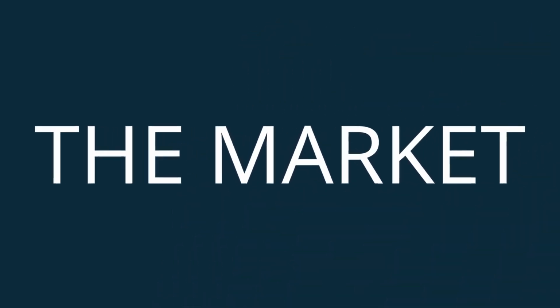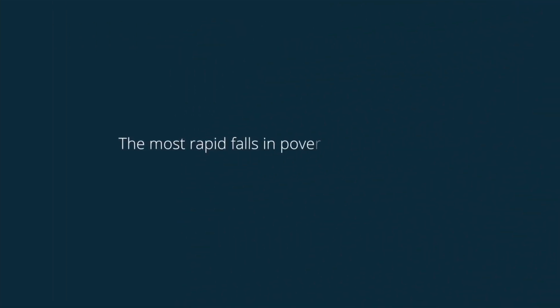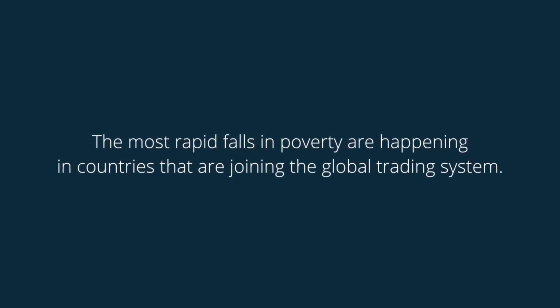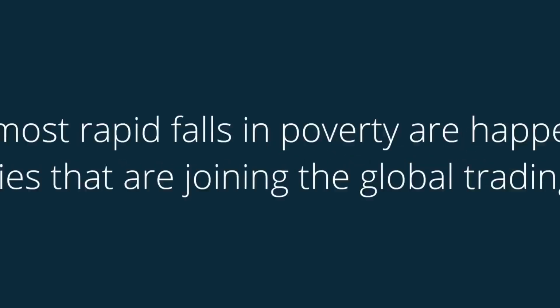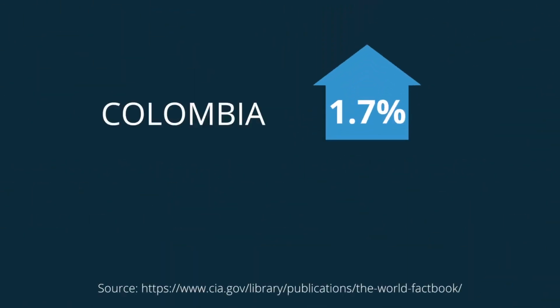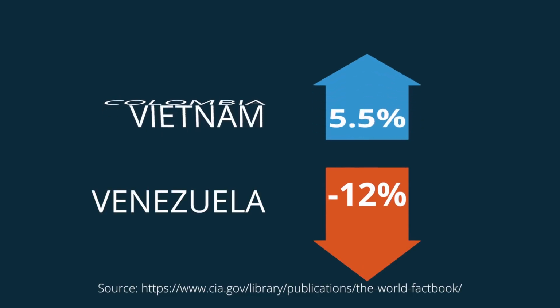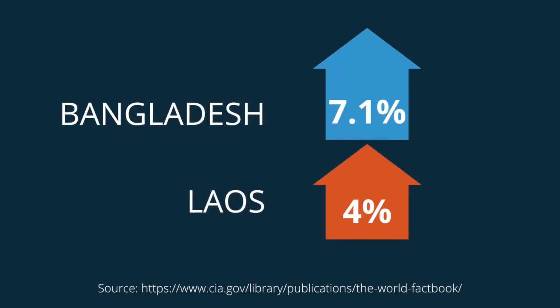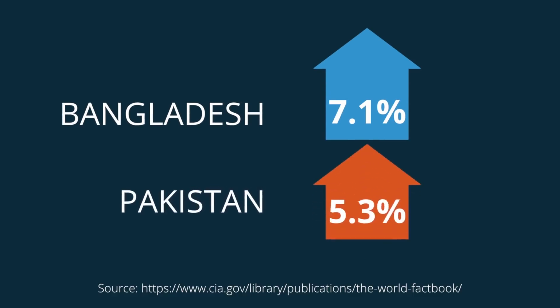And what's caused that miracle? Not any UN development program, not any government aid scheme. What caused it was the market. The most rapid falls in poverty are happening in countries that are joining the global trading system. Compare growth rates in free trading Colombia and protectionist Venezuela, or in free trading Vietnam and protectionist Laos, or in free trading Bangladesh and protectionist Pakistan. It's the same story every time.